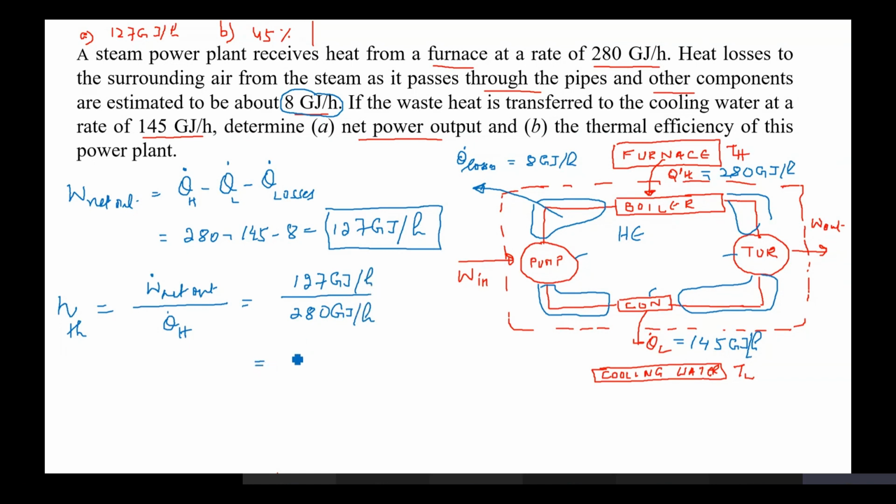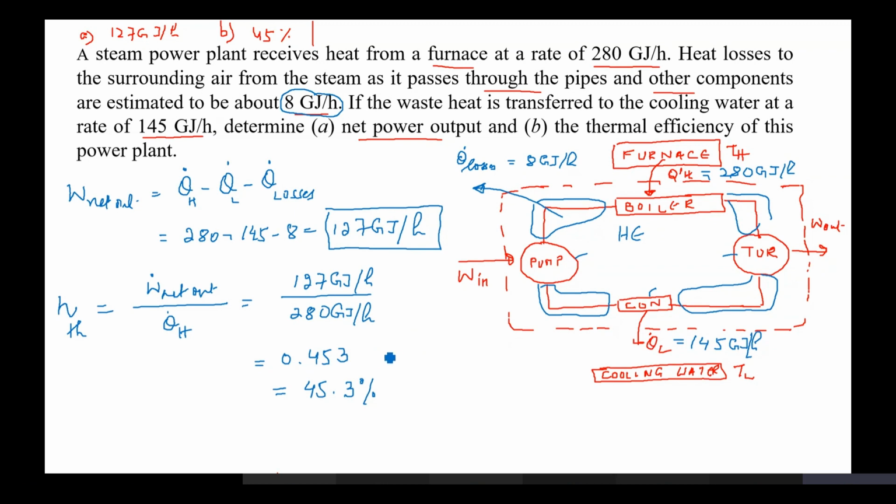I think this becomes equivalent to 0.453, I guess. Yes, sir. 0.4535. All right. So this is essentially equal to 45.3 percent. So the efficiency of your power plant is 45.3%.